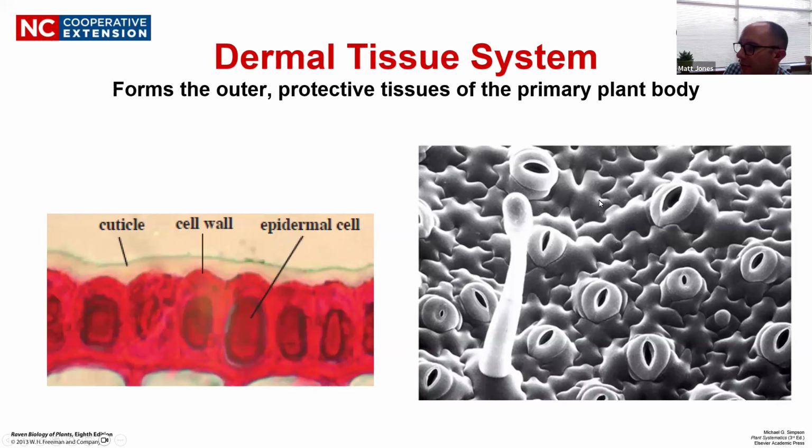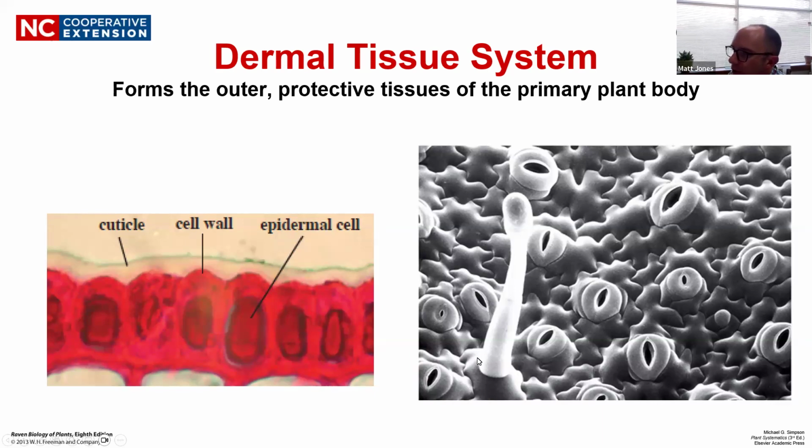But the dermal tissue system doesn't just consist of epidermal cells. It also consists of stomata and guard cells. These are, again, the pores that open and close to let carbon dioxide in, and from which water can evaporate out for transpiration and the ability of the plant to draw in water from the soil.